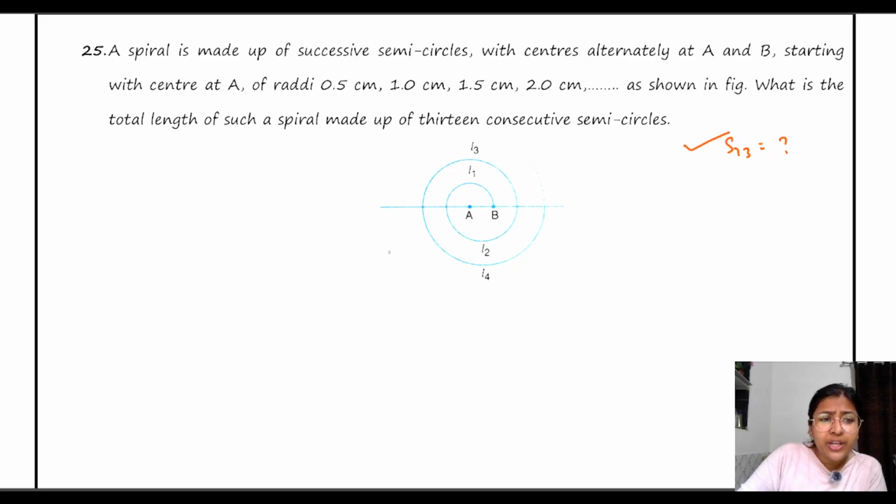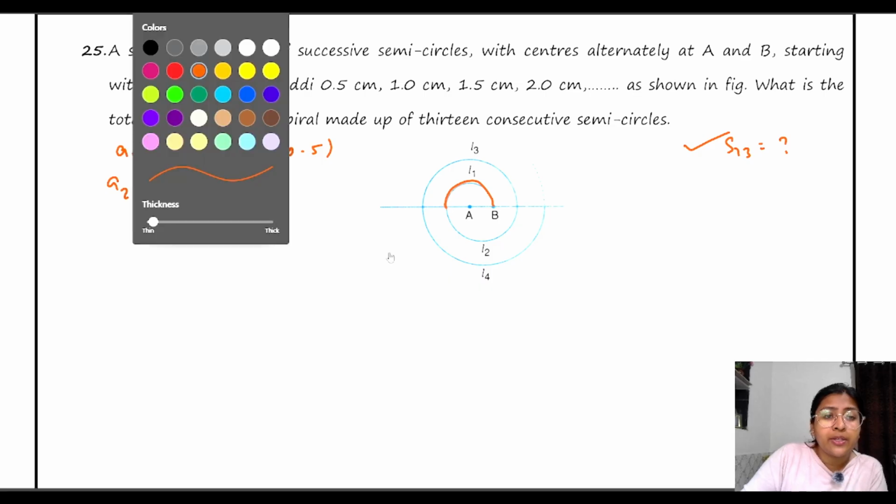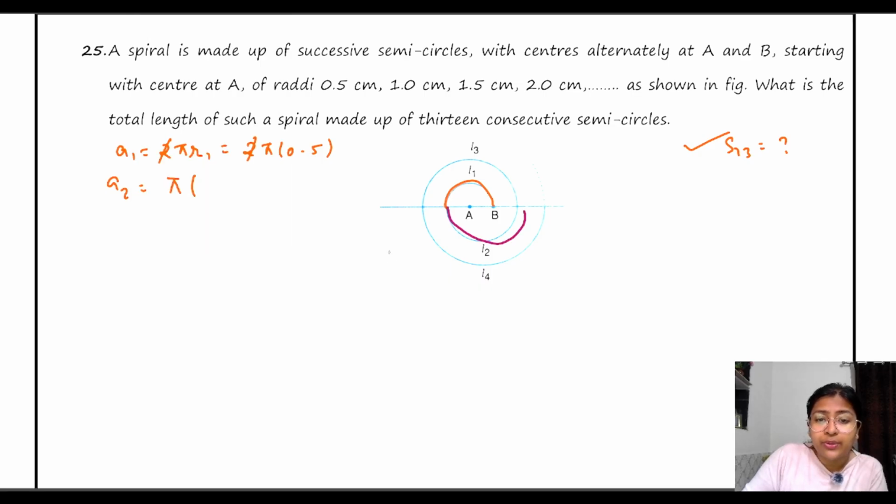Can you find A1? A1 will be 2 pi R1, and what is the value of R1? 0.5. Why is ma'am asking for the semi perimeter? Oh, that is the perimeter of a circle, so it is wrong. It should be only pi r. The perimeter of a semicircle is pi r, so the length is pi into 0.5. Now A2 will be pi into 1. From here we find the common difference is 0.5 pi.